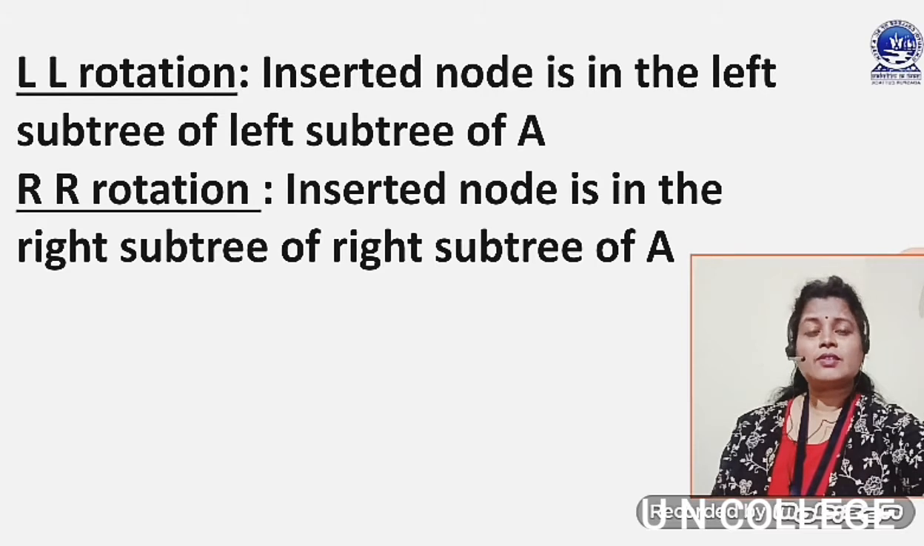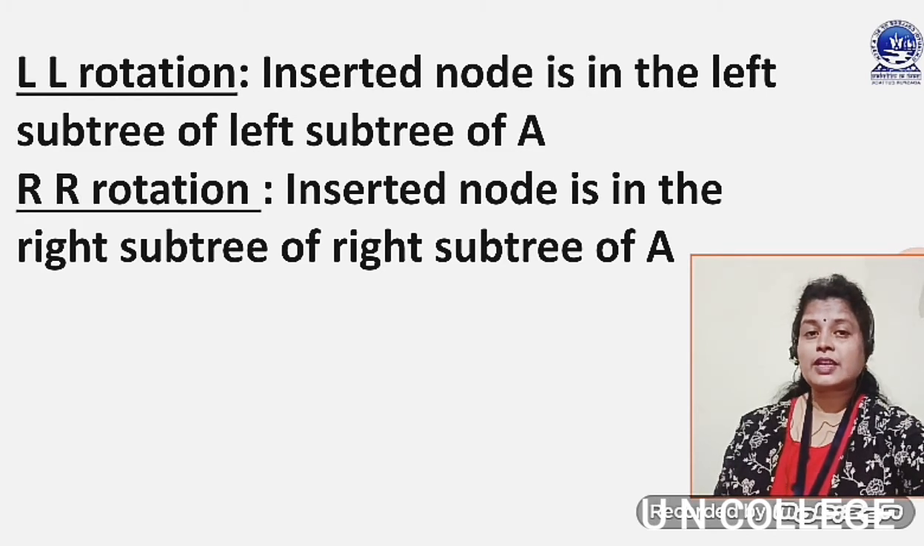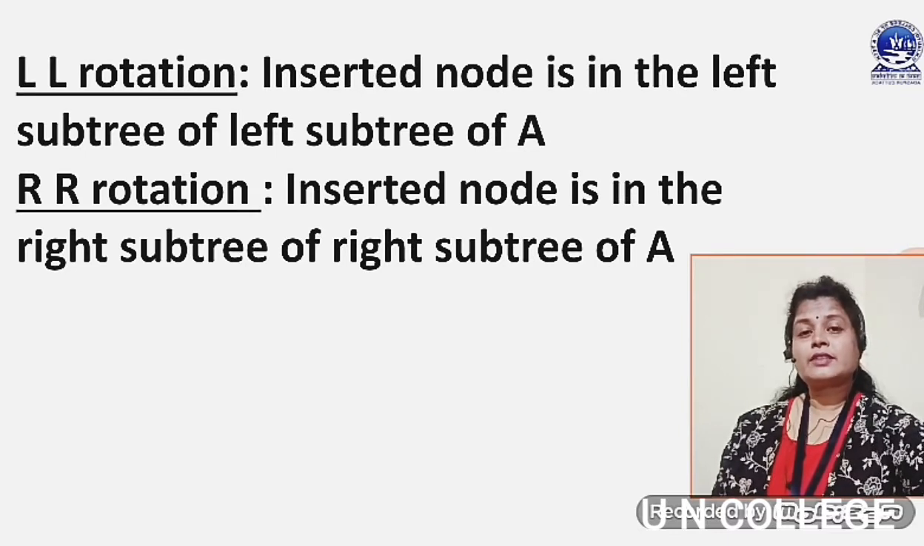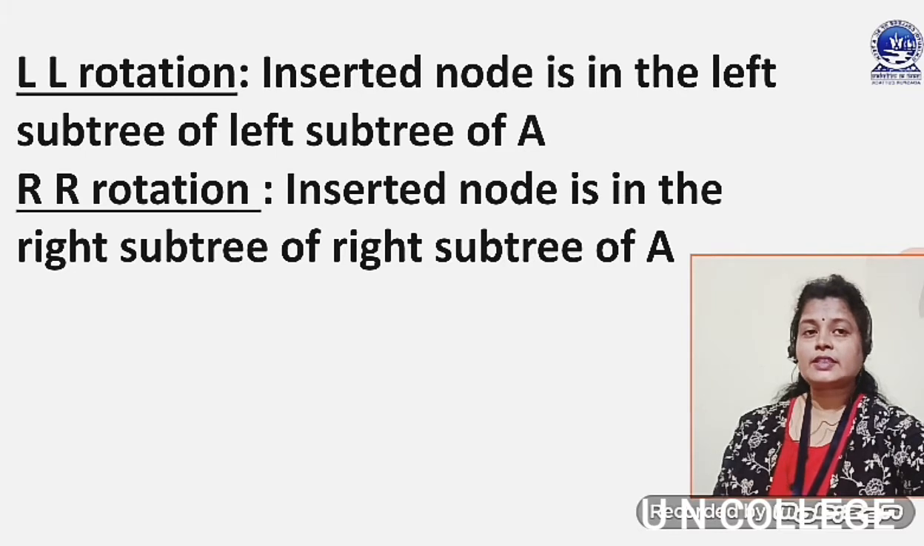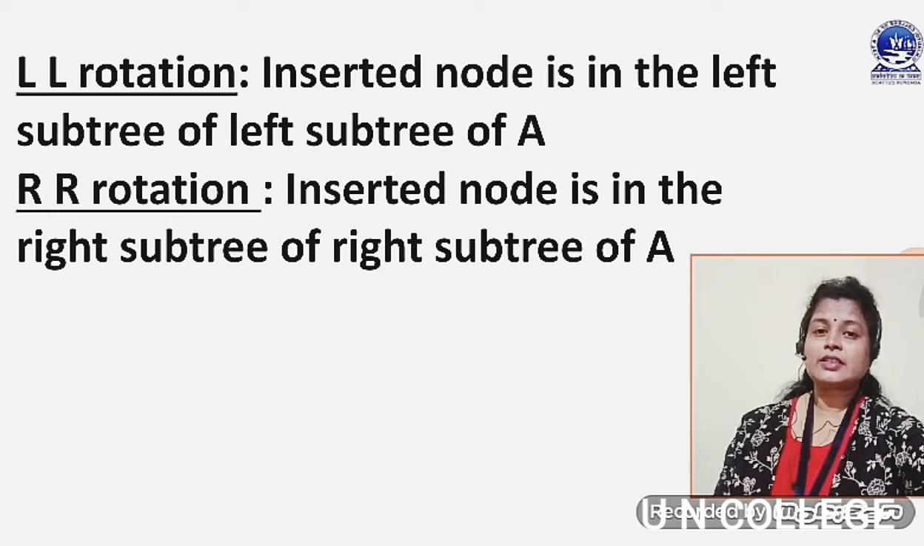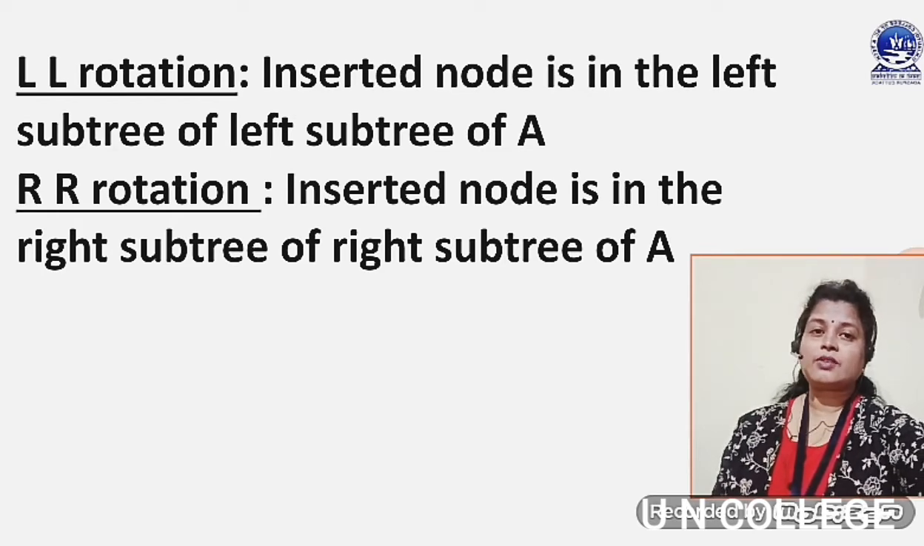It is also called single rotation. Whenever we add one extra node at the left side, we make the tree balanced. Whenever we add one more extra node on the right side, at that time we perform single rotation. In these 2 cases we are performing rotation very easily. In the next slide I will explain exactly how LL rotation is working and how RR rotation is working.